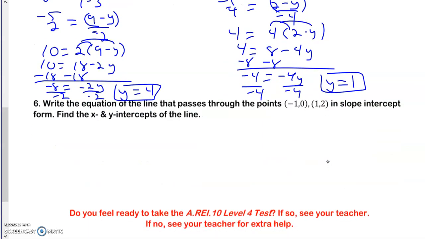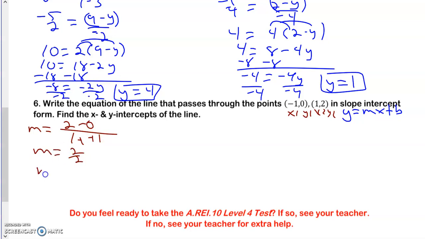Now, the next one, it says write an equation of a line that passes through the 2 points in slope-intercept form, and then find the x and y intercepts. And we want it in y equals mx plus b. And we know that this is x1, y1, x2, y2. So we're going to find slope, which is 2 minus 0, and then 1 minus minus 1, which means it's a positive, which is 2 over 2, and m equals 1.